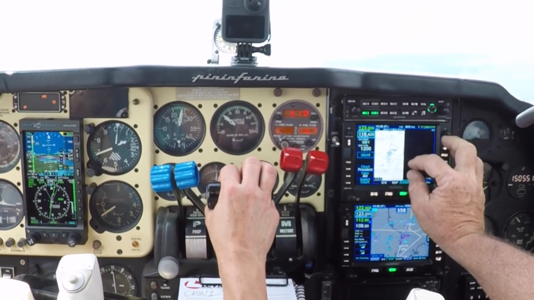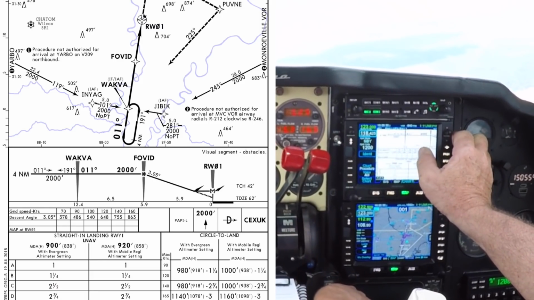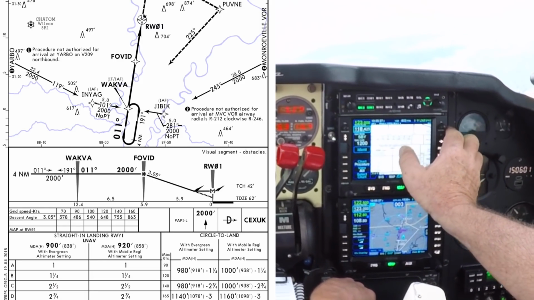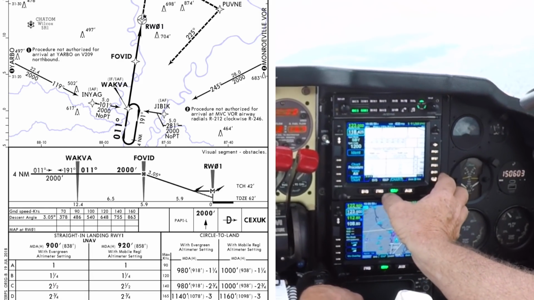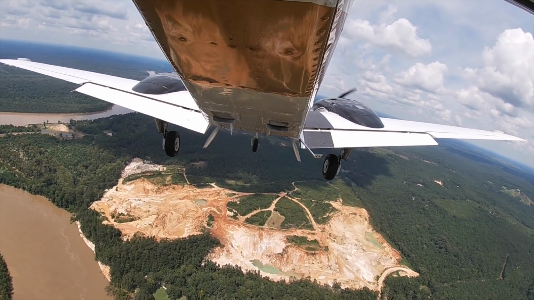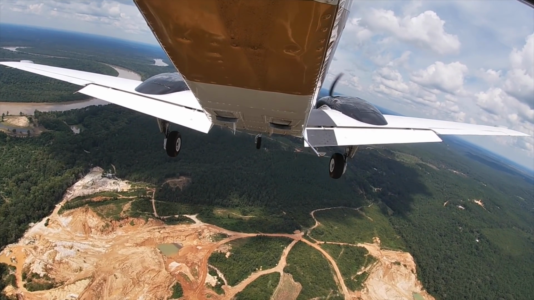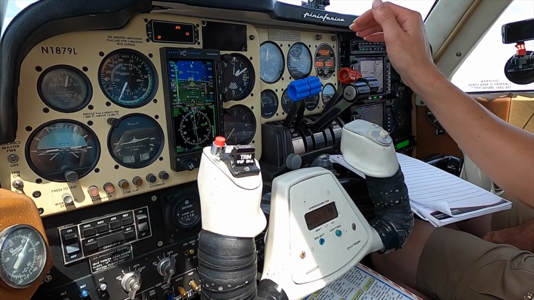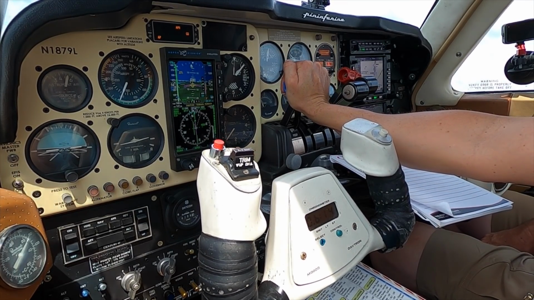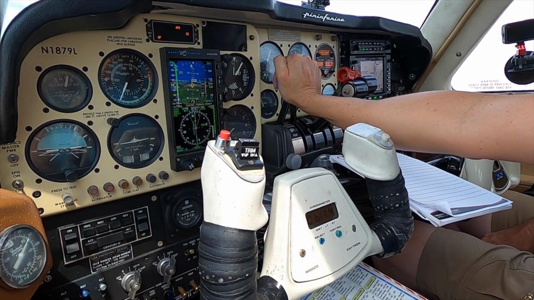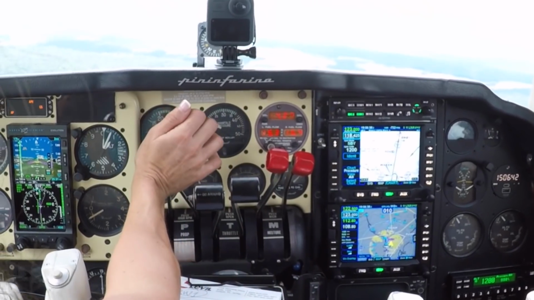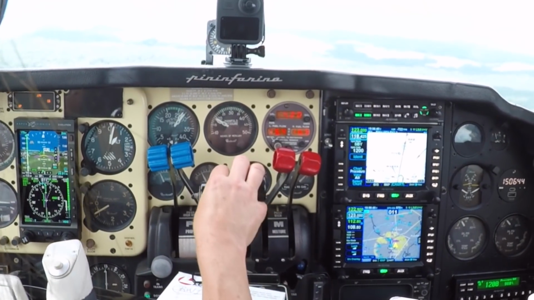If we look at the chart, I am past the final approach fix. I'm going to put my gear down. Our minimum is 900 feet. Gear down, one set of flaps. Red, blue, green. That's what you want, right?